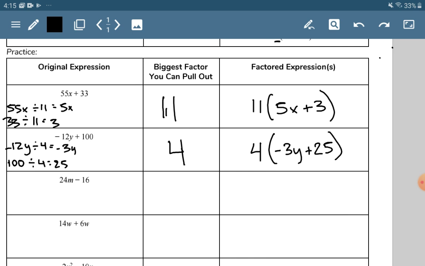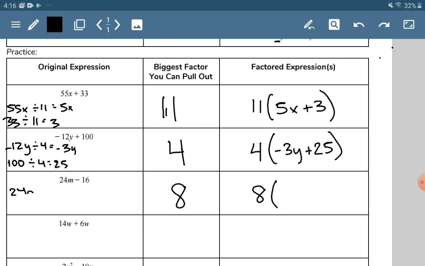Moving on to the third one, I have 24m minus 16. Again, I'm trying to think of the biggest factor they have in common. So they do have 2 in common. They have 4 in common. But even bigger than that, the biggest factor I can divide them both by is 8. That's the number I'm going to pull out. 8 will go on the outside of my parentheses, and on the inside I divide.